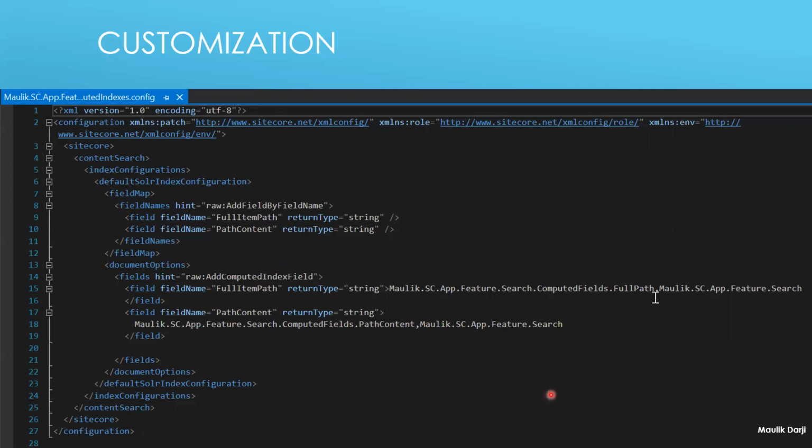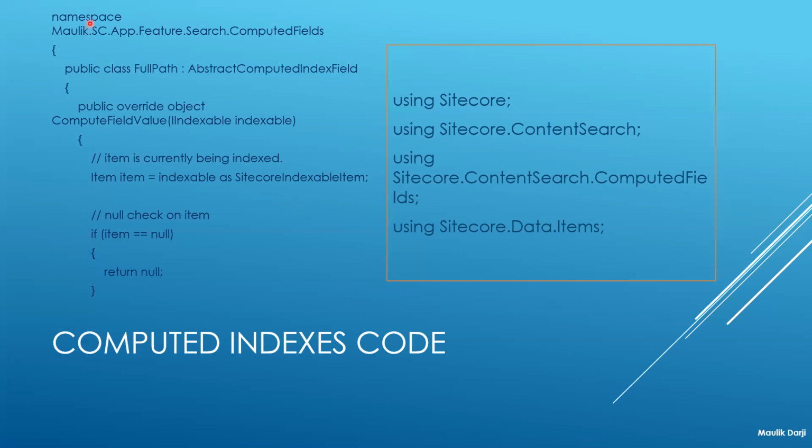And just important to update, you can see this index configuration, default Solr index configuration. So this will be available to all my indexes, not just SearchStax indexes. It is available to my Solr and SearchStax both locations. And code wise, we are not calling any SearchStax specific assemblies.